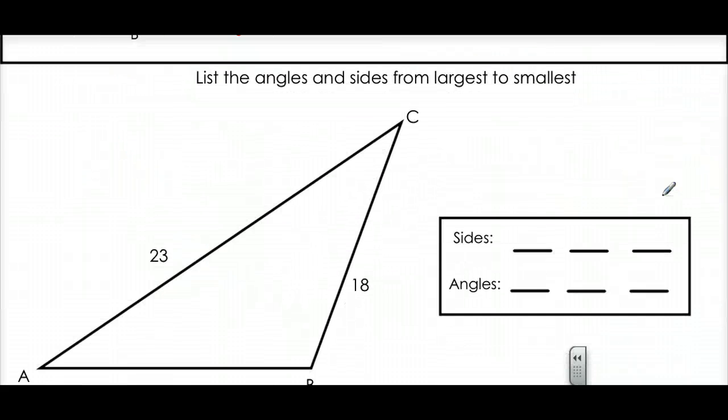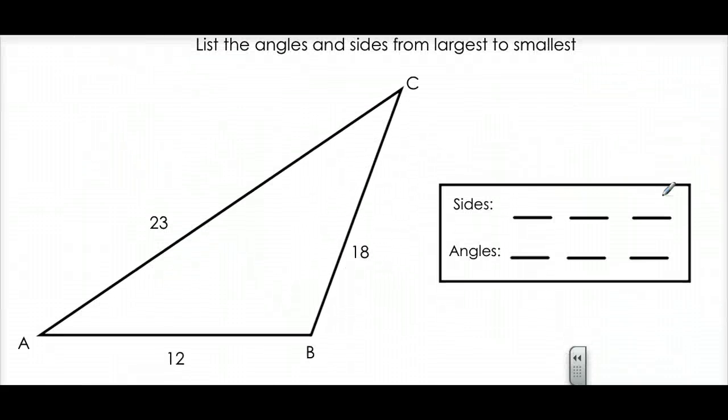All right, let's try practicing a little bit. We want to list the angles and sides from largest to smallest. So let's try this again. Well, the largest side is AC, so that's 23. So AC is our largest side. Our second largest side is BC, and our third largest side is AB.